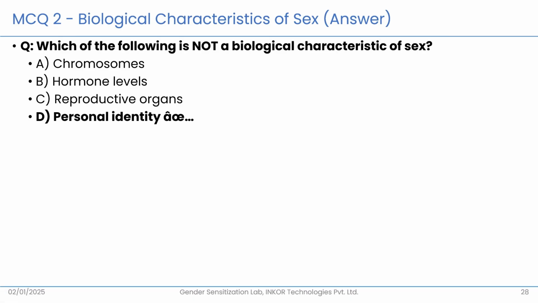The correct answer is D. Personal identity. Checkmark. While sex is defined by biological characteristics like chromosomes and reproductive organs, personal identity is shaped by personal experiences, social influences, and psychological factors rather than biology.